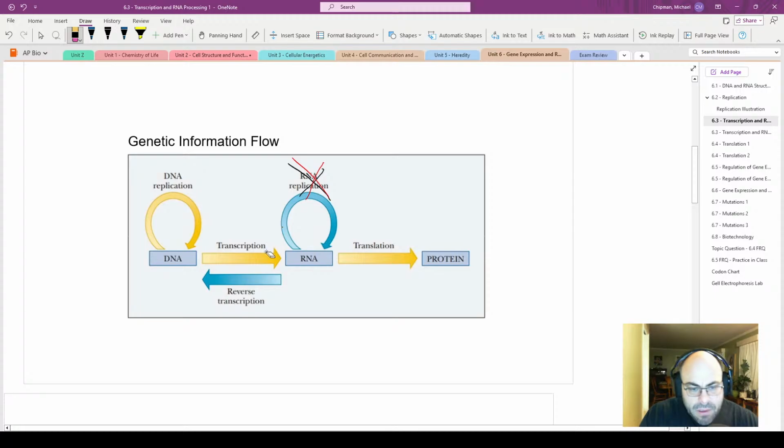You'll be fine. Translation then is taking that RNA out in the cytoplasm on a ribosome, or the rough ER for that matter, and you're translating it to make a protein. All right, so that is the basic. Common mistake: students get these things mixed up, right? This whole thing is called protein synthesis.